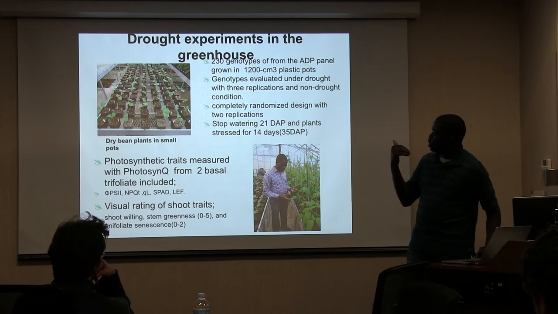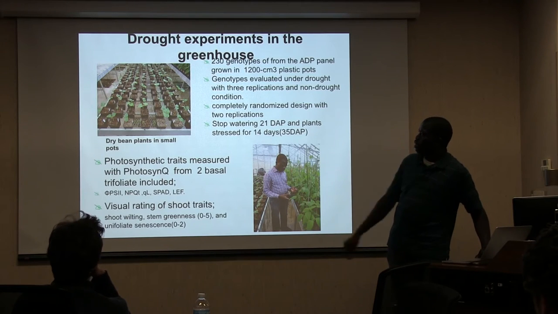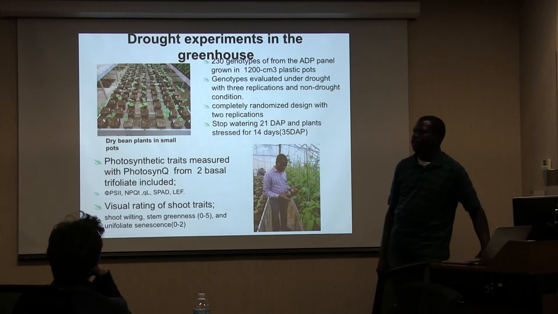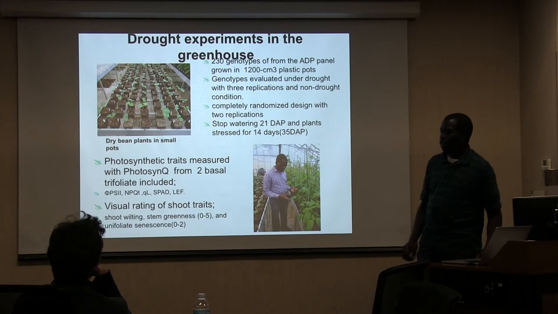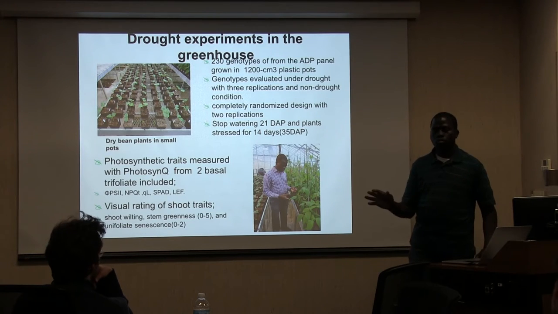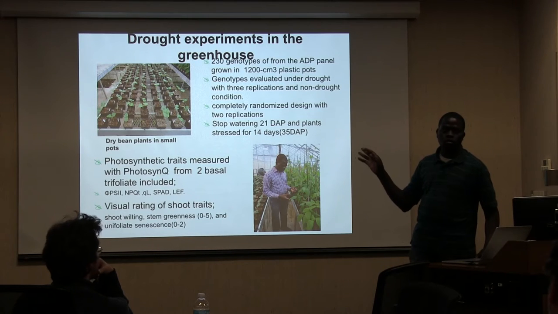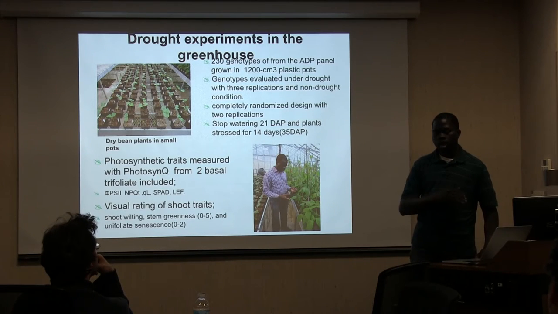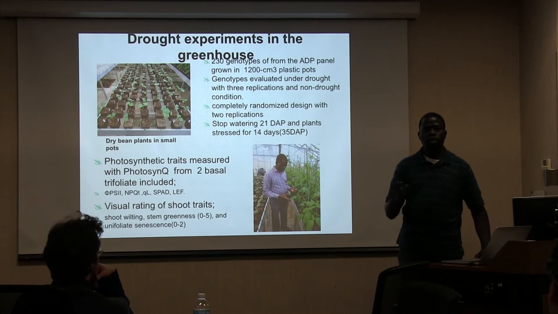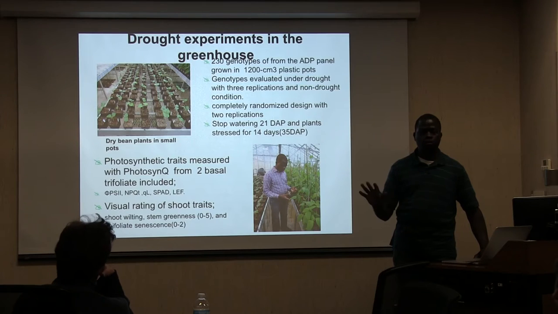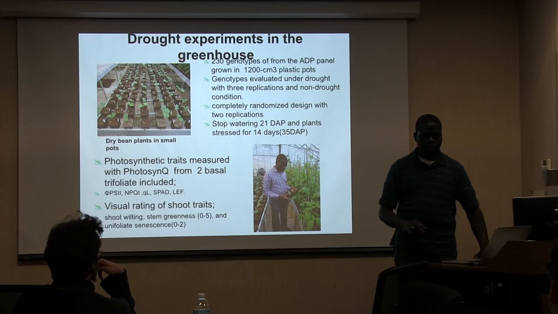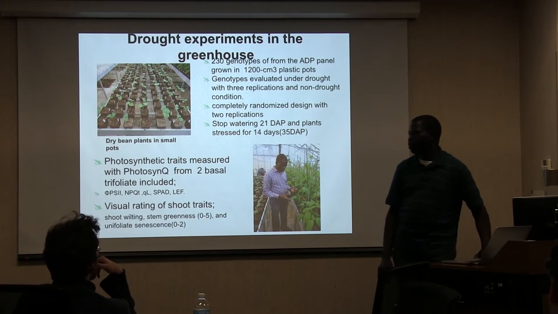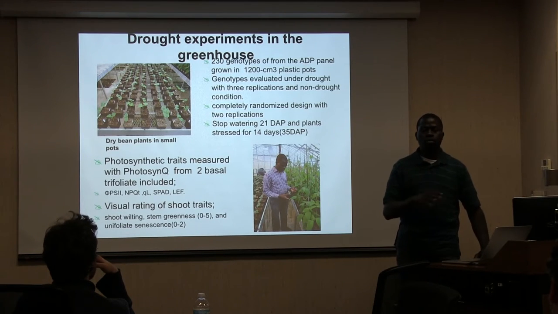Here I'm using small pots, and there are 230 genotypes that I have been screening in those small pots in the greenhouse. I water them for 21 days, and after 21 days I stop watering. The question would come: how do I control for watering? What I usually do is fill the pots up to field capacity until they are draining, going multiple times so that I see enough water draining from each of the pots. I'm very sure that all the pots have reached field capacity. That's the only way I can control for water.